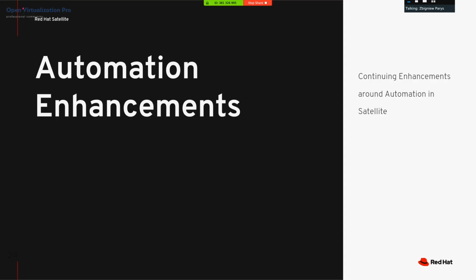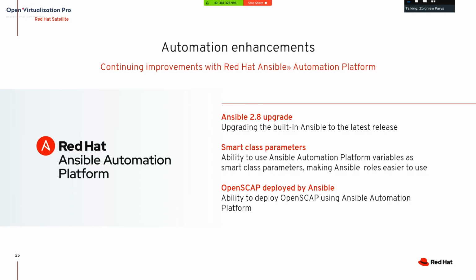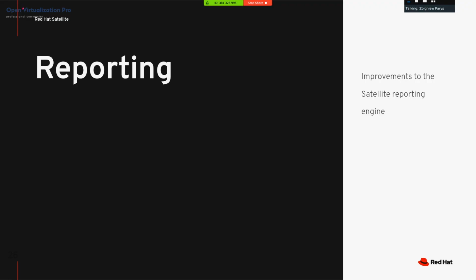Okay, automation. We upgraded built-in Ansible to 2.8. We have built new roles into the Satellite. For example, the new role is the OpenSCAP checking system, which I mentioned before. OpenSCAP is a tool to check your system according to some security rules.